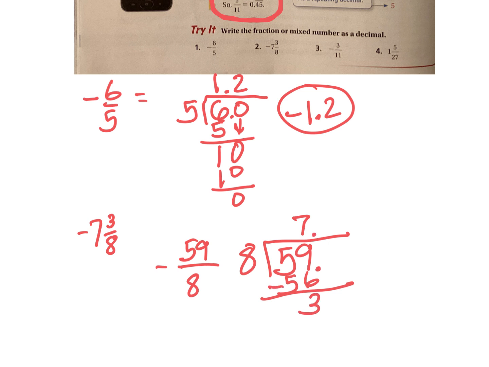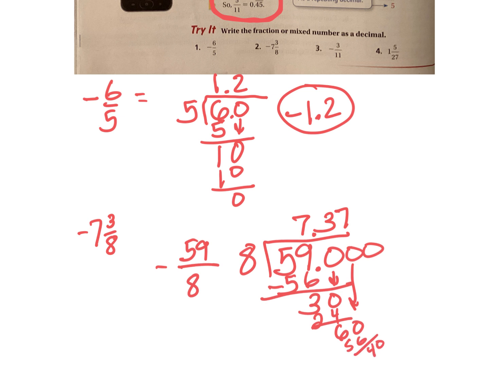Then I'm going to put a decimal, I'll just add a few zeros here. Don't know how many I need. Bring down my 0. How many times does 8 go into 30? 3. And that's 24. So I have a 6 left here. Then I bring down another 0. How many times does 8 go into 60? That would be 7 times. And 7 times 8 is 56. That gets me 4. I'm running out of space here.